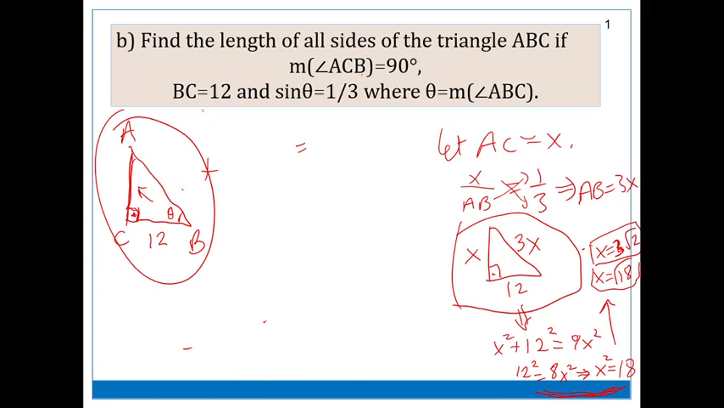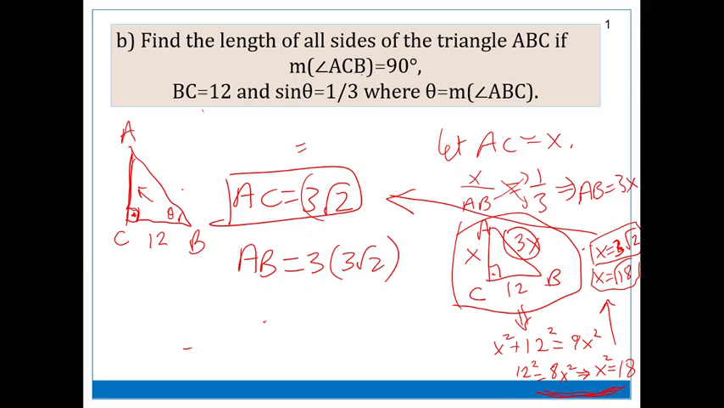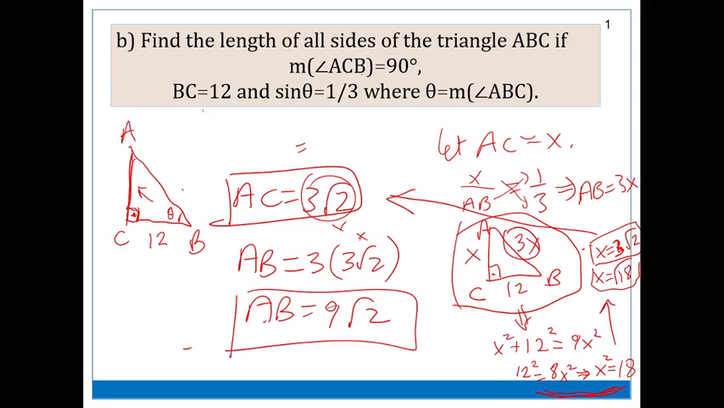Now I got this one. AC is equal to 3 square root 2 from this x, and now AB is equal to, we know it's 3x here. So this will be 3 times 3 square root 2, and this is x, this is x also. So AB turns out to be 9 square root 2. Okay, it's done.